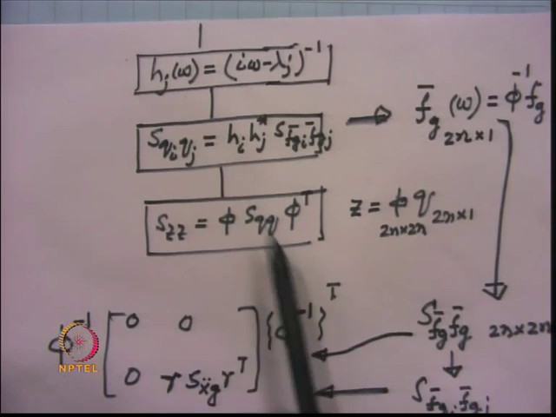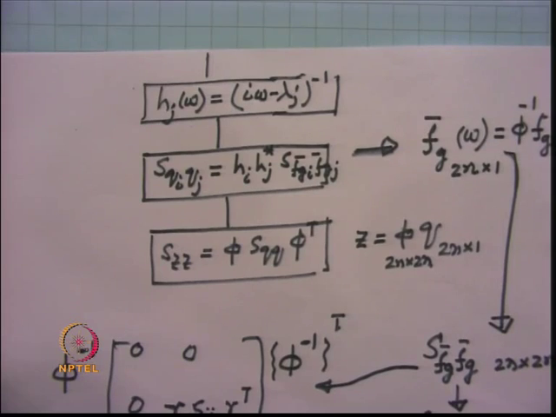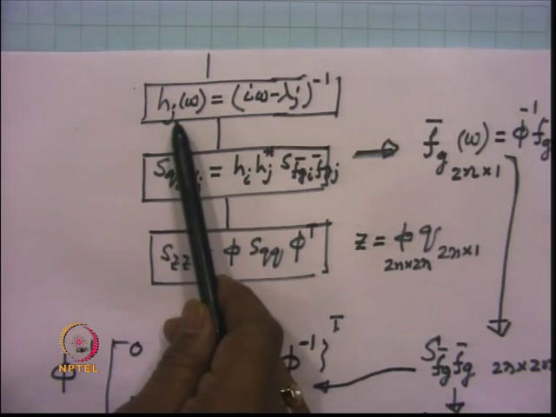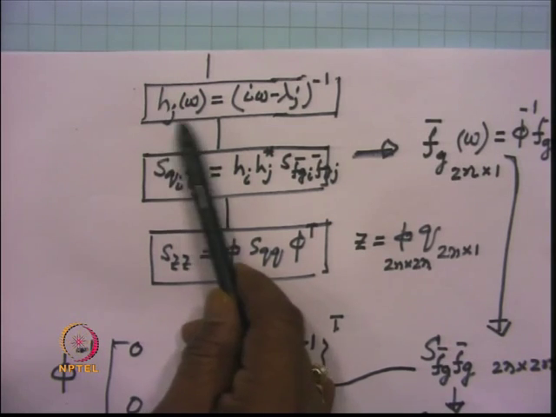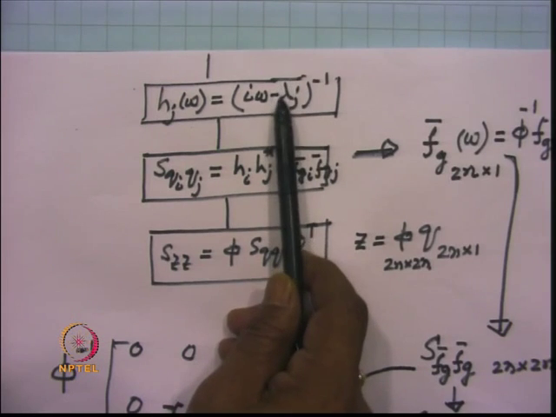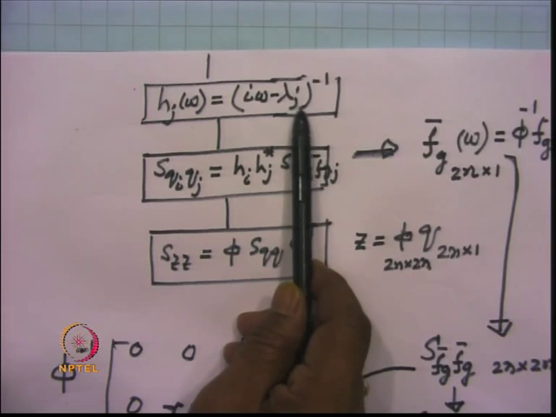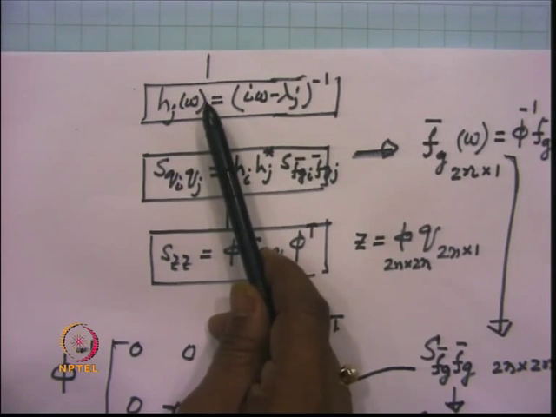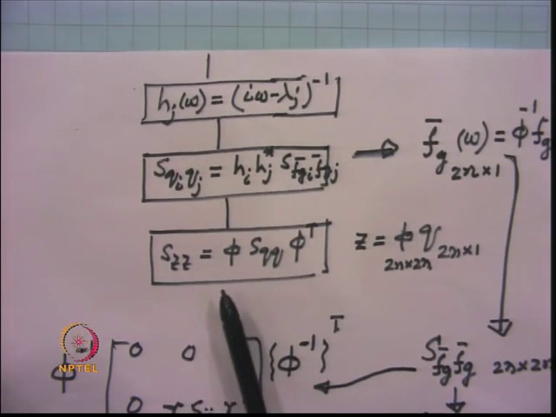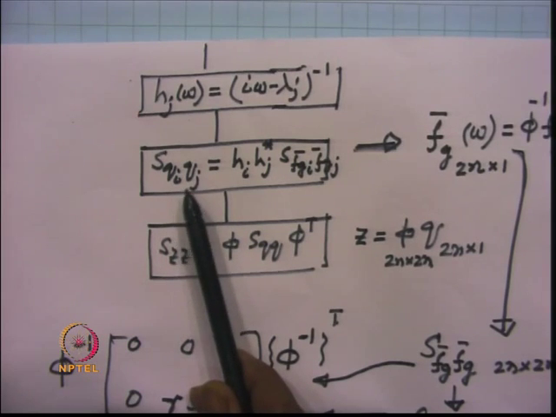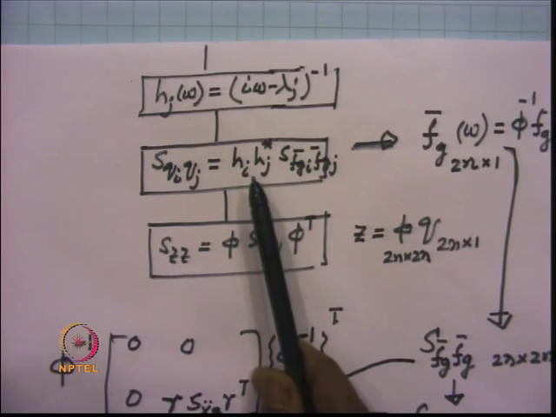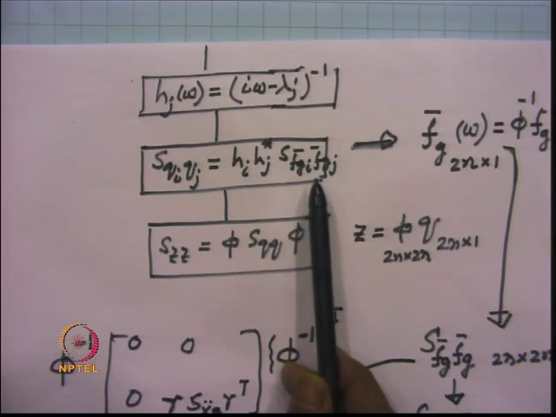If you want to use the modal state space spectral analysis, then we obtain for each mode the complex frequency response function, and this will require the knowledge of the eigenvalue of the particular mode. This eigenvalue is generally a complex quantity. So once we obtain this complex frequency response function for the jth mode, then S_QiQj, that is the cross power spectral density function between any two generalized coordinates, can be written in this particular fashion, that is H_i into H_j star and S_F̄GiF̄Gj.